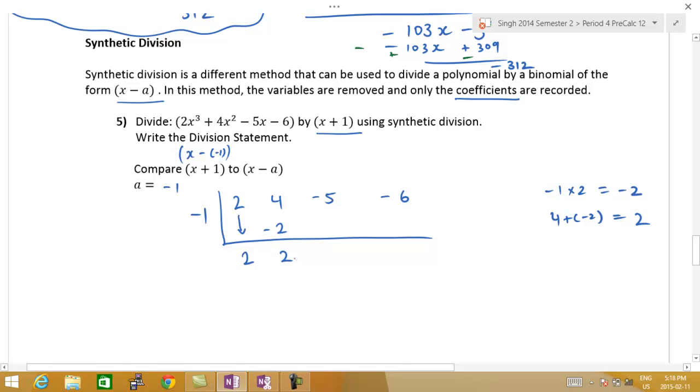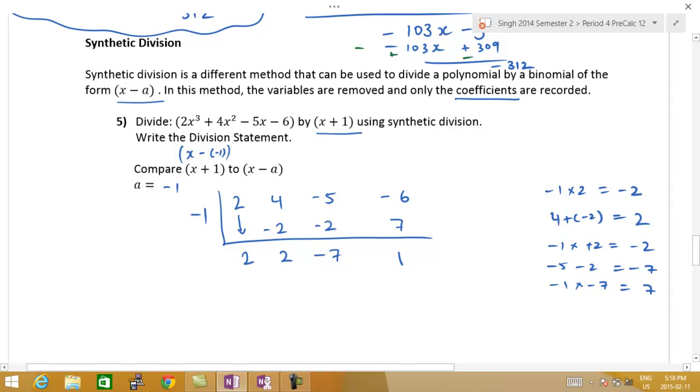From here we're going to repeat the steps. Now I'm going to take the negative 1 multiplied by 2 again, and negative 1 times a positive 2 is going to give me a negative 2. I place that over here. Add like terms: negative 5 plus negative 2 is negative 7. Repeat the process. Negative 1 times a negative 7 is going to give me a positive 7. So that goes over here. And negative 6 plus 7 is 1. So that's the last part over there.